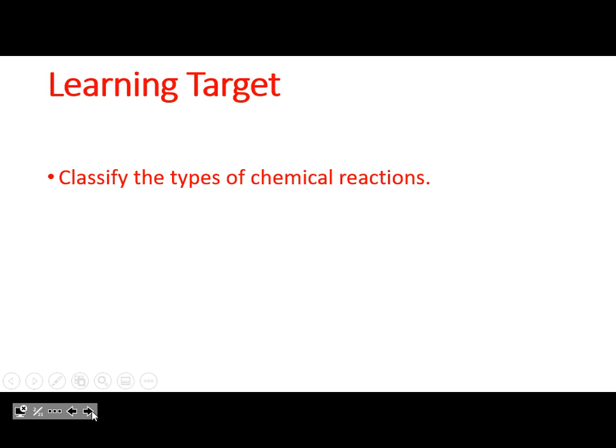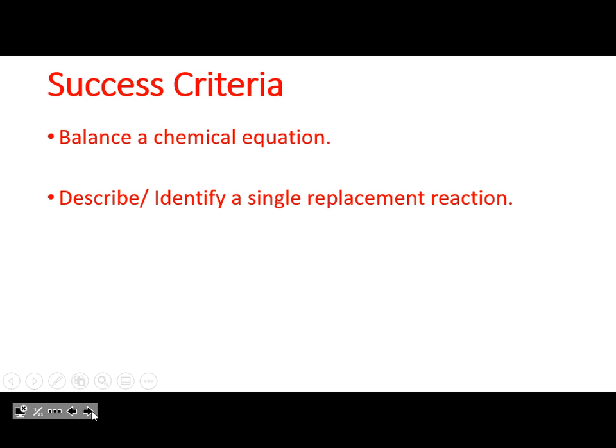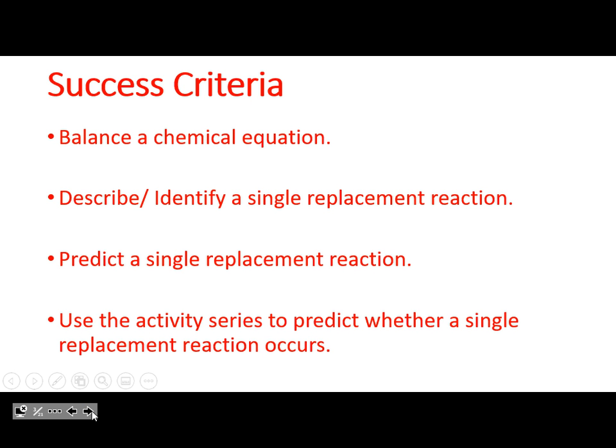Our success criteria to hit this learning target is to, number one, be able to balance a chemical equation. We've been doing this through the entire unit. Number two, to describe and identify a single replacement reaction. To predict a single replacement reaction. And finally, to use the activity series to predict whether a single replacement reaction occurs.